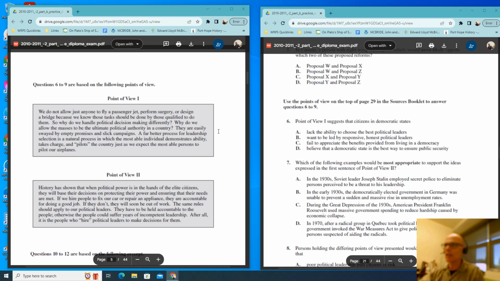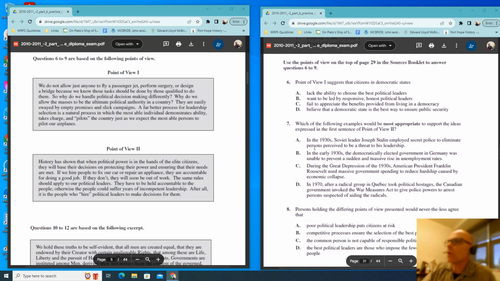Answer is A. The answer is not D, because it's talking about how democratic states don't work. The answer is not C, because it's not saying we fail to appreciate the benefits of a democracy. The source is actually saying democracy doesn't have great benefits. And it's not really saying we want to be led by honest, responsive people. It's more like we choose to be led by people that give us empty promises. So the answer is definitely A.